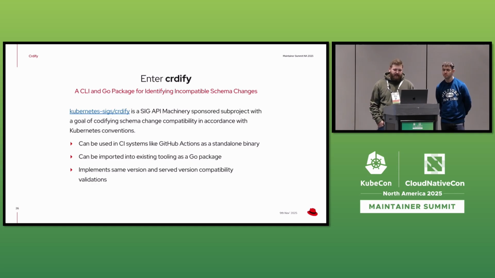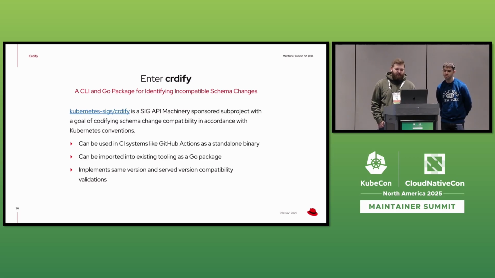It's a standalone binary, and the goal is for it to codify schema change compatibility based on the Kubernetes API conventions. It can be used in any CI/CD systems like GitHub Actions because you can pull it in as a standalone binary, have a configuration file. The Operator Lifecycle Manager project is currently using this for their APIs in CI, and they also import it as a library so that they can do those static checks when they actually do runtime analysis of upgrading a package and checking whether or not that CRD would be compatible.